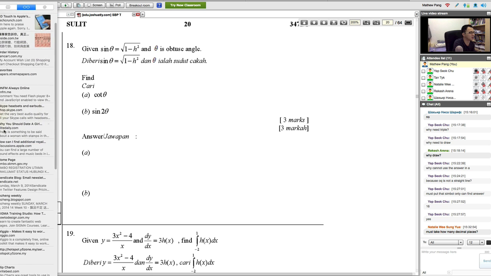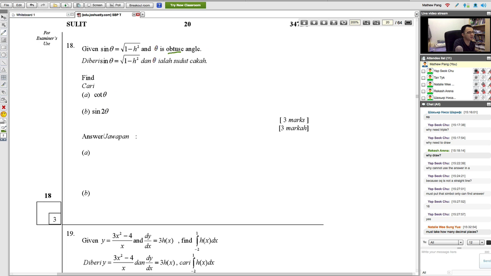Question 18 is a trigo question. The first obtuse angle actually falls in the second quadrant, because obtuse angle means the angle is between 90 and 180. So first thing, I will draw the right triangle in the second quadrant, because the question tells me it's obtuse. And then I will call this one my angle.